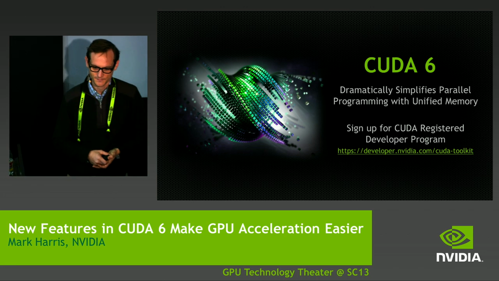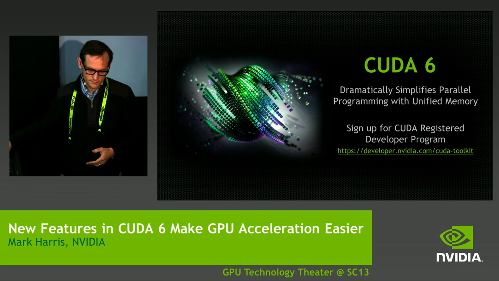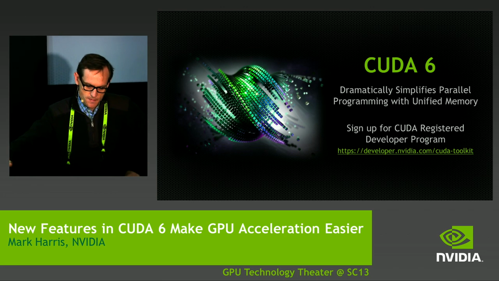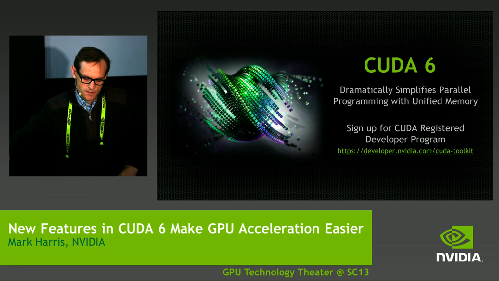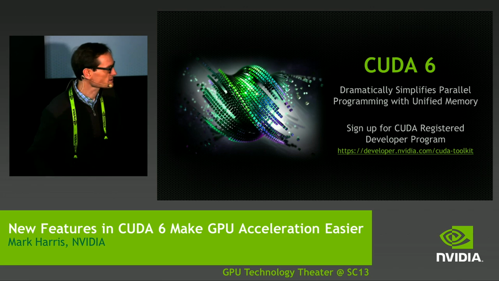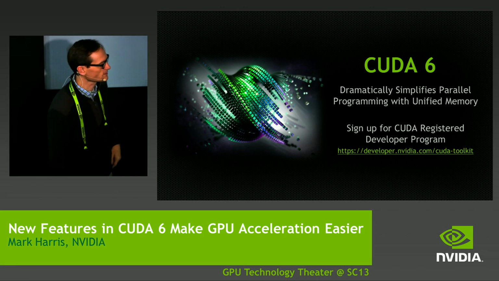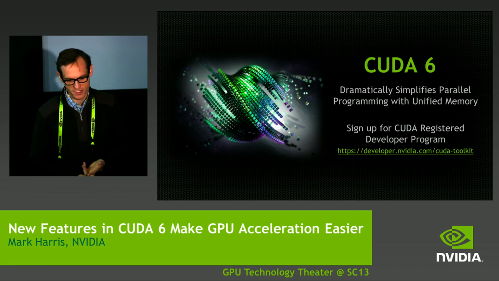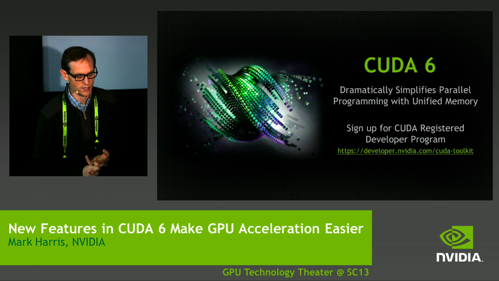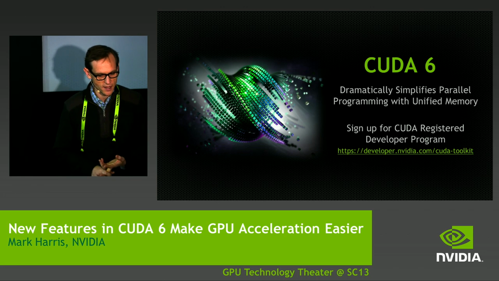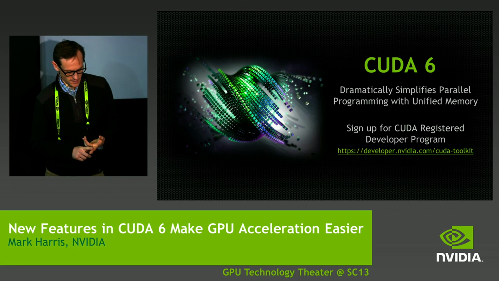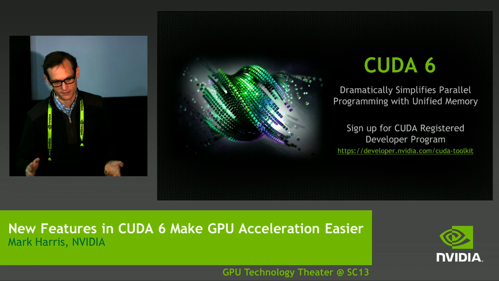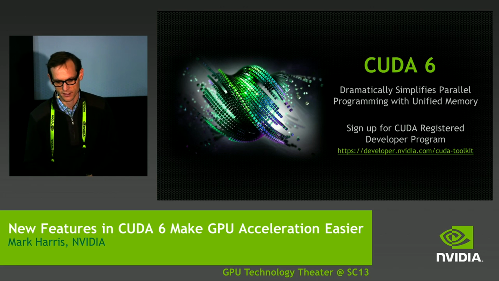Is CUDA 6 supported only beyond K20, not for, say, the Tesla series, or is it backward compatible? So CUDA 6 supports all NVIDIA GPUs, but unified memory specifically only works on compute capability 3.0 and higher, which means the GK104 based products like K10 and K20 and K40 and beyond.